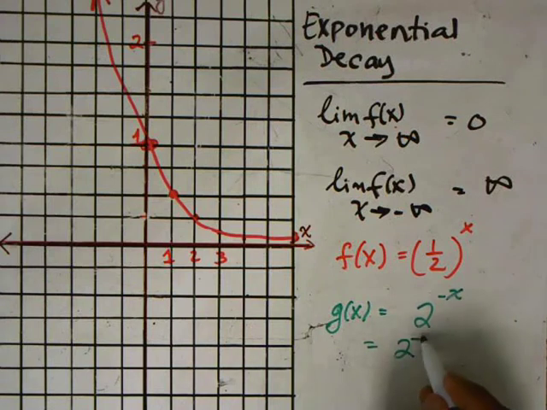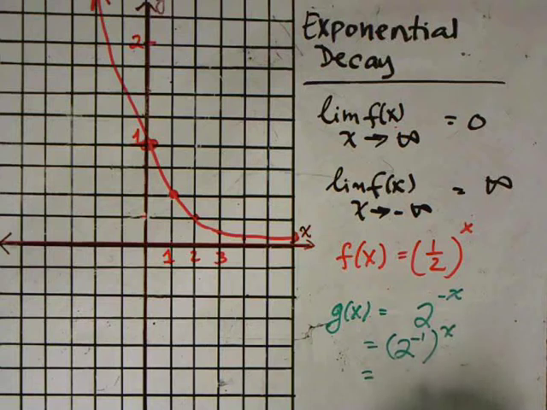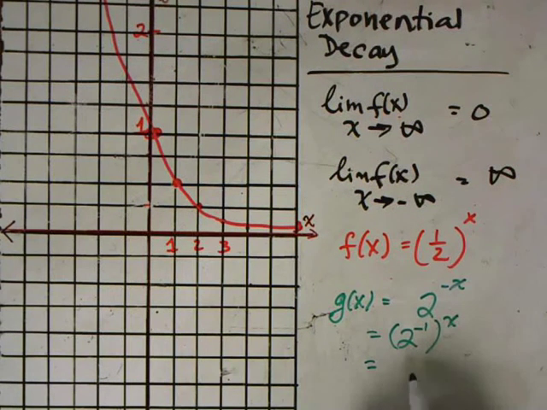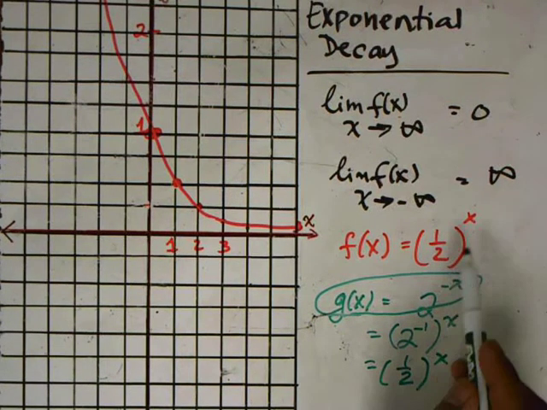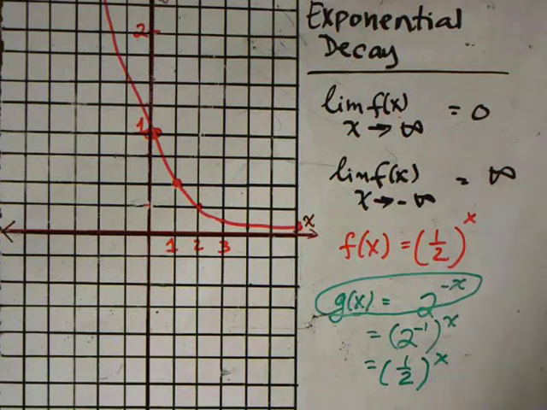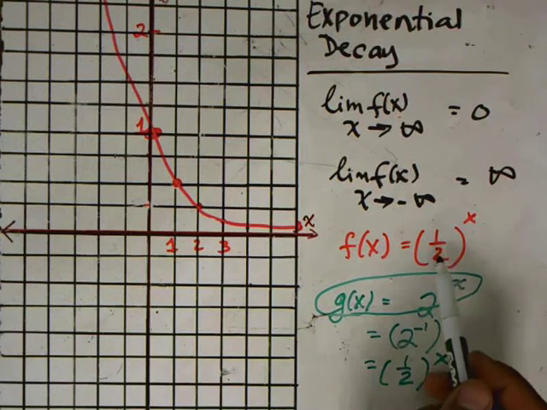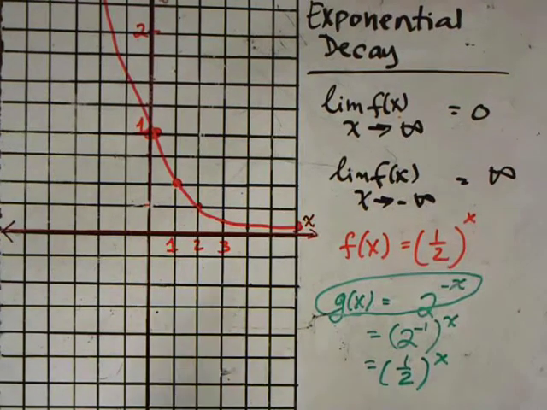2 to the negative x is really 2 to the negative 1st, to the x. But 2 to the negative 1st is just taking the reciprocal. So the reciprocal of 2 is 1/2. So this function, g of x, and this function, f of x, really are the same function. So for an exponential decay, I could have a fraction with a positive exponent multiplying again and again, or I could have a whole number with a negative x in the exponent, because that's the same thing as having a fraction with a positive exponent.